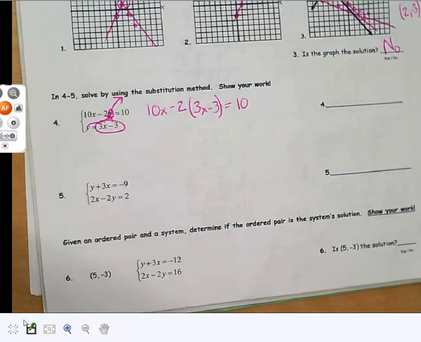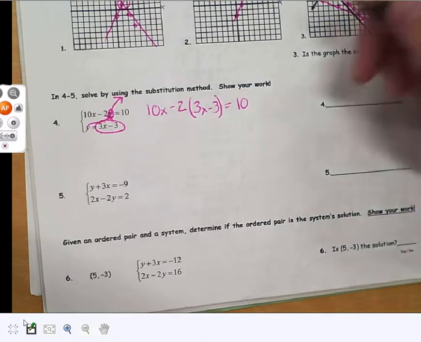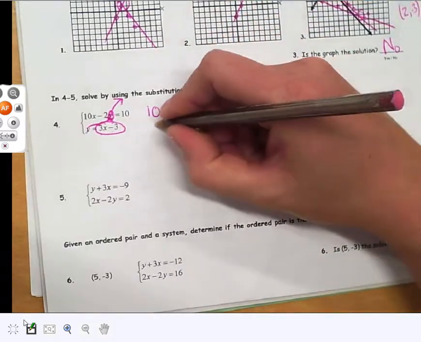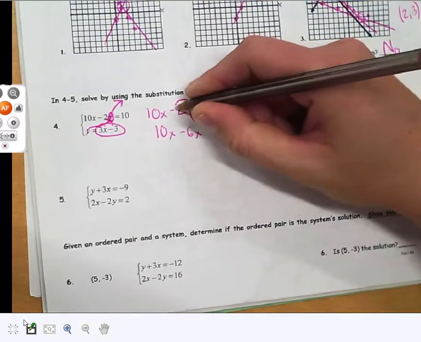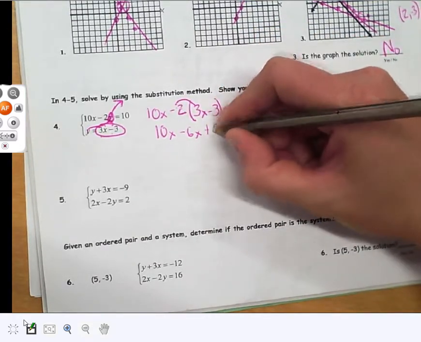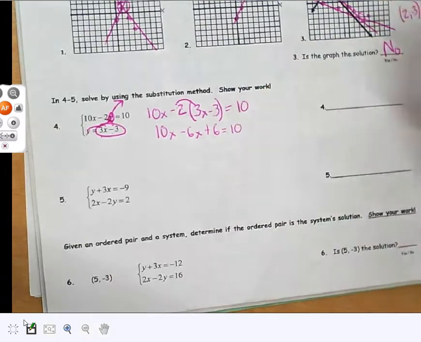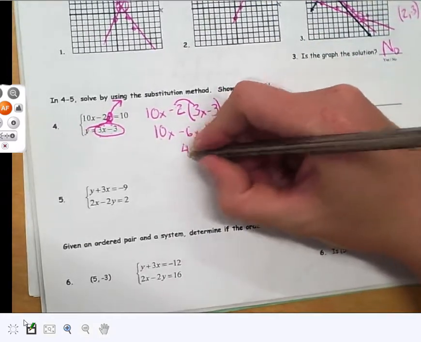Now I have to solve that ugly equation. One of the problems with this is it's a lot of solving, a lot of steps. 10x, 2 times 3, minus 6x, negative 2 times negative 3, positive 6, equals 10. 10 minus 6 is 4x.